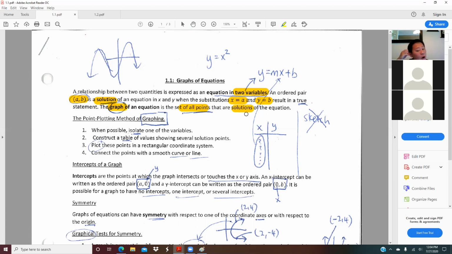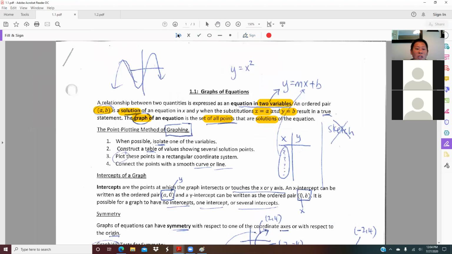In your online homework, when you graph this, you only need 2 points, okay? And I'll teach you how to graph this. In your online homework, you need to graph only 2 points, not a lot of points, okay?